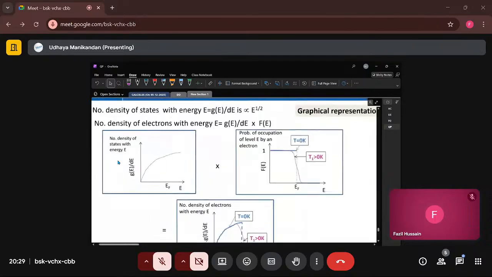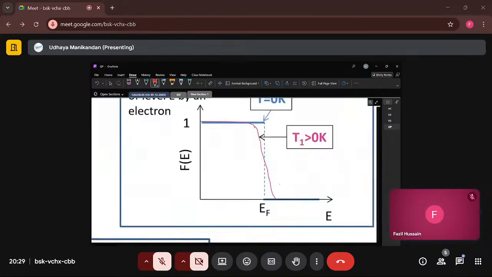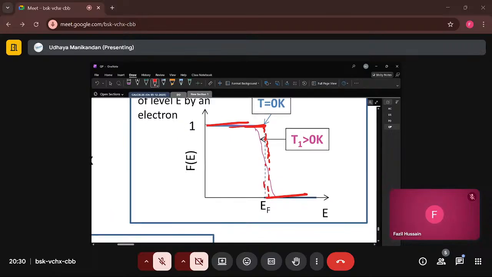You can have a graphical representation of your probability. You remember here when E was less than EF, the probability was 1. When it is greater than EF, the probability was 0, in the case of temperature equal to 0 Kelvin. When temperature is greater than 0 Kelvin, we had a half here. Remember that's the case. So that's how the graph looks. At exactly E equal to EF, the probability will be 1 by 2. Just remember that. So that's also there.